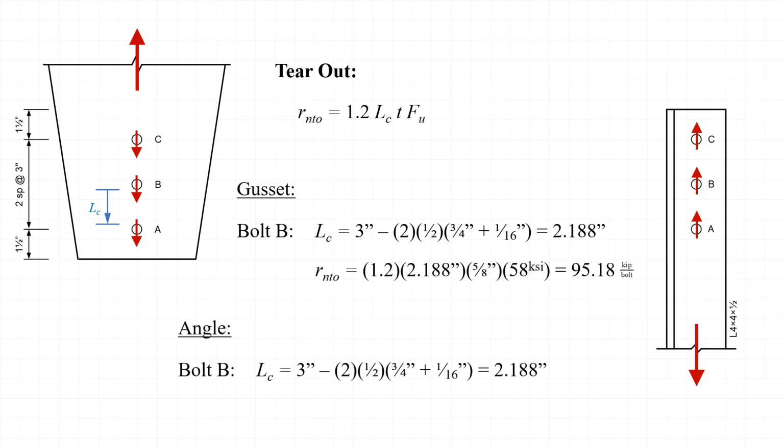When we look at the angle, the clear distance is measured from the top edge of hole B to the bottom edge of hole C. Thus, L sub c can be calculated as a center-to-center hole spacing, 3 inches, minus 2 times 1/2 hole diameter, which is 3/4 of an inch plus 1/16 of an inch. Thus, we again get 2.188 inches for the clear distance for bolt B on the angle. Substituting this value into the nominal strength equation, along with the angle thickness and tensile strength, we get a nominal strength of 76.14 kips per bolt.